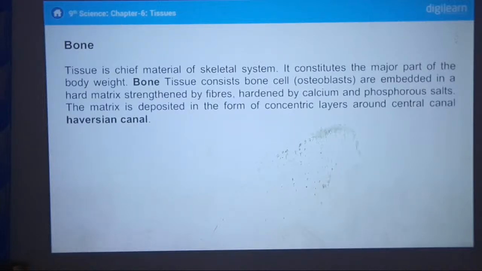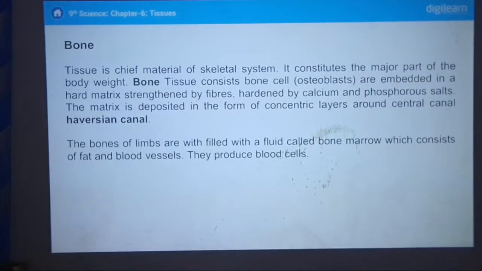The matrix is deposited in the form of concentric layers around a central canal, the Haversian canal. The bones of limbs are filled with a fluid called bone marrow, which consists of fat and blood vessels. They produce blood cells.